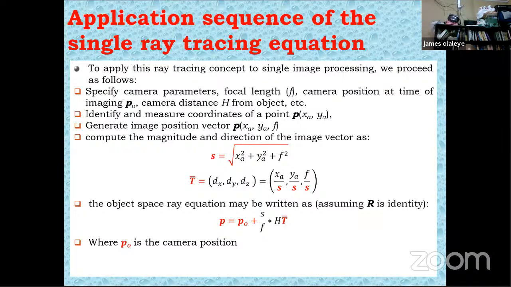Now, the object space position now can be computed. P equals P naught plus S over F times H times d. But it should be D. But it's okay. So now P naught here, that P naught is the camera position. The camera location, where the camera is at the time of the image formation.